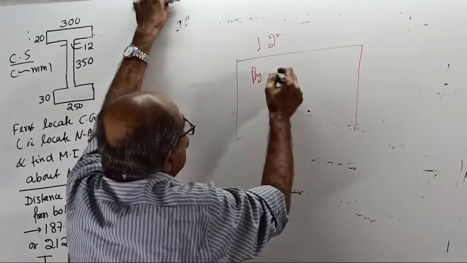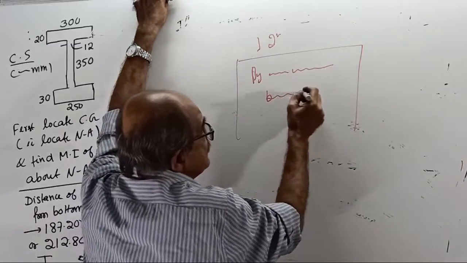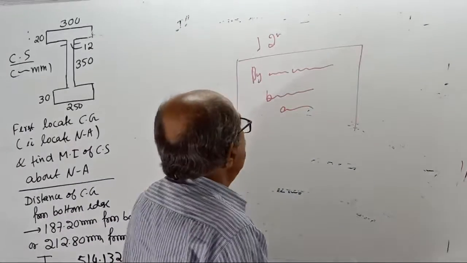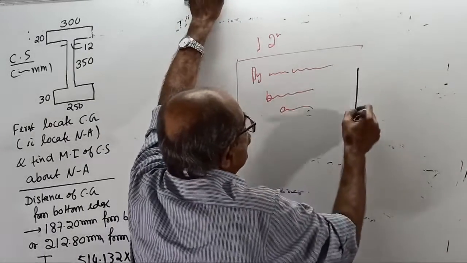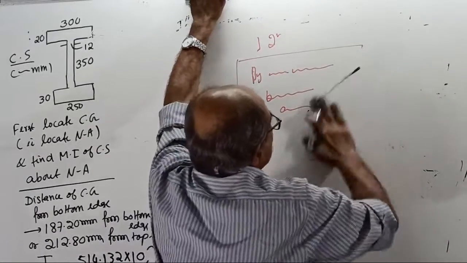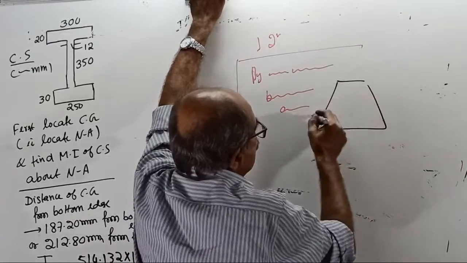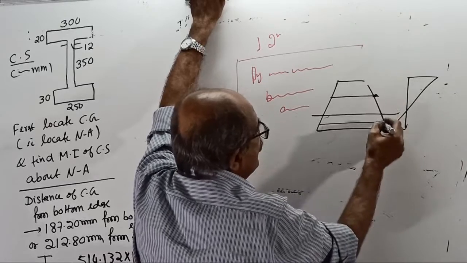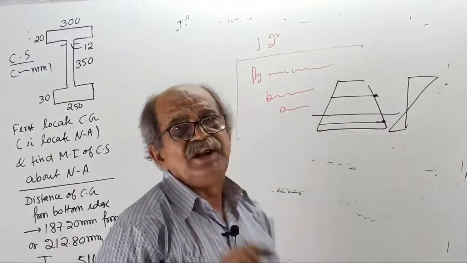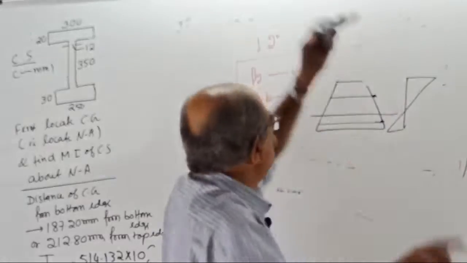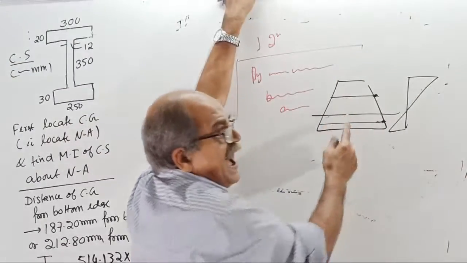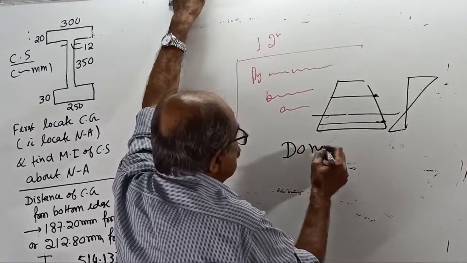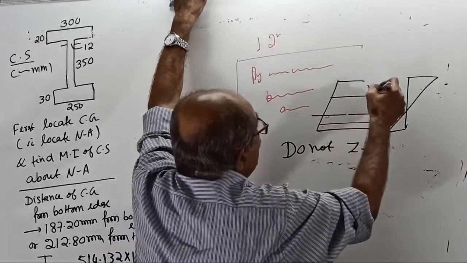By chance, if we have to find bending stresses anywhere inside, not the extreme fiber, somewhere here or somewhere here in the cross section, then do not use the Z concept. Actually you can put Z equal to I by that y, but no, don't use it. We are not using it. Do not use the Z concept for intermediate levels.